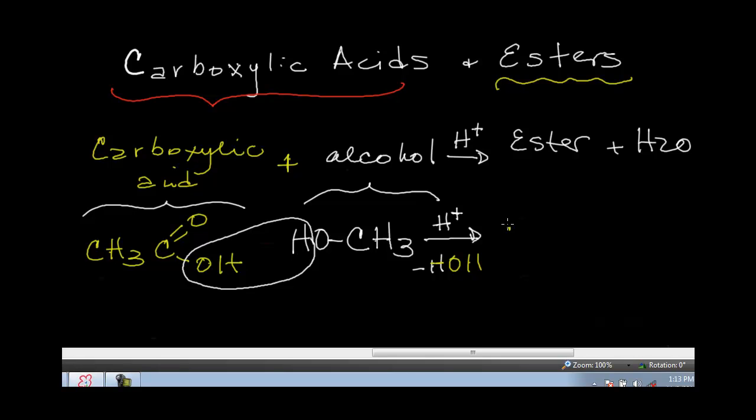So what am I left with? CH3, C double bond O, single bond, and now I go to my oxygen, which belonged to the alcohol, and my CH3 that belonged to my alcohol. This right here is my ester. I knew I wasn't going to have enough room, so I put minus water on the arrow. If you have room, you can write plus water as a product. Either write plus water or minus water.